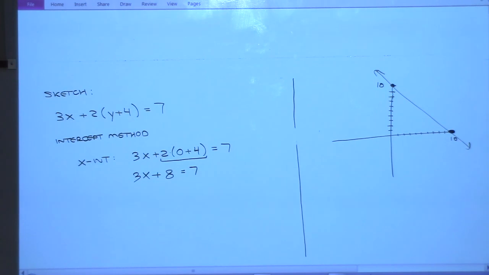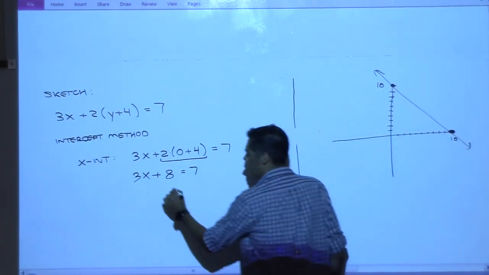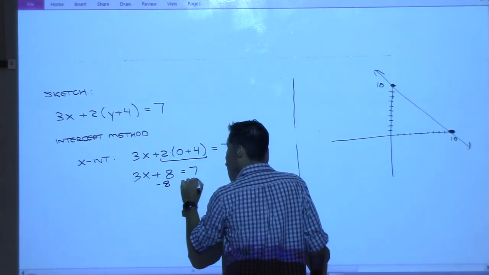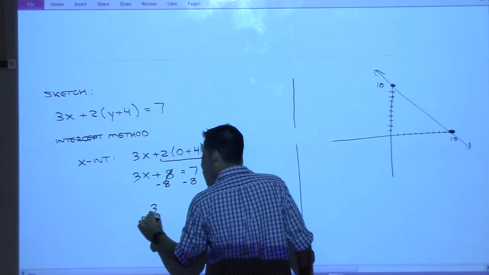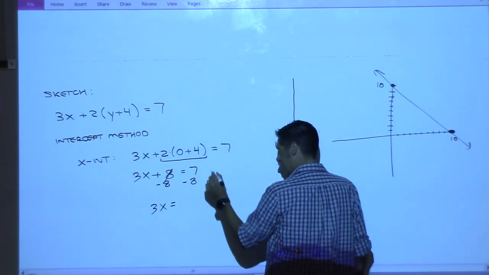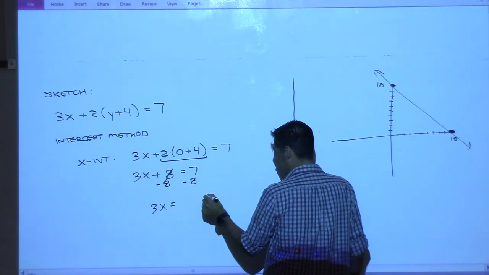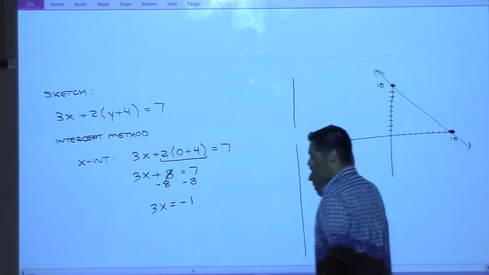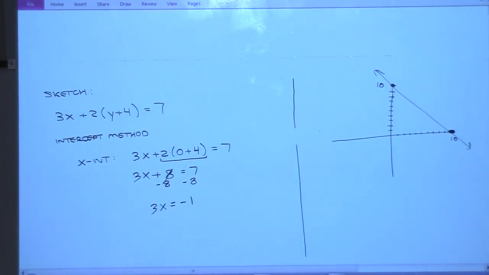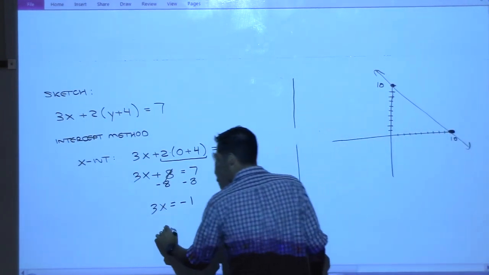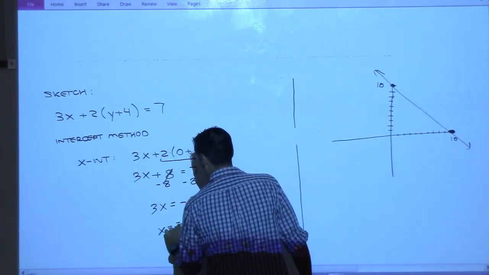Sure. Okay, so we're now trying to solve a linear equation in 1 variable, try and isolate that x. So what would you do next, Evan? Take away 8. Okay, subtract 8, subtract 8. Everyone good with that? Okay, so 3x equals -1. Last step, divide by 3. Okay, so if you divide by 3, you get -1/3.